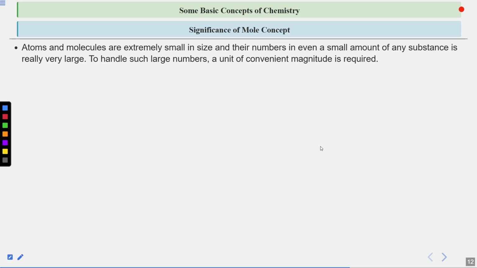Now, why are we using this mole concept? The question arises: we can simply count it, so why are we designating it as a number? The reason is that our atoms and molecules are very small in size, and it's very difficult to evaluate such large values. So for that, we have taken a unit of this and given it a constant number. It is just for our convenience.